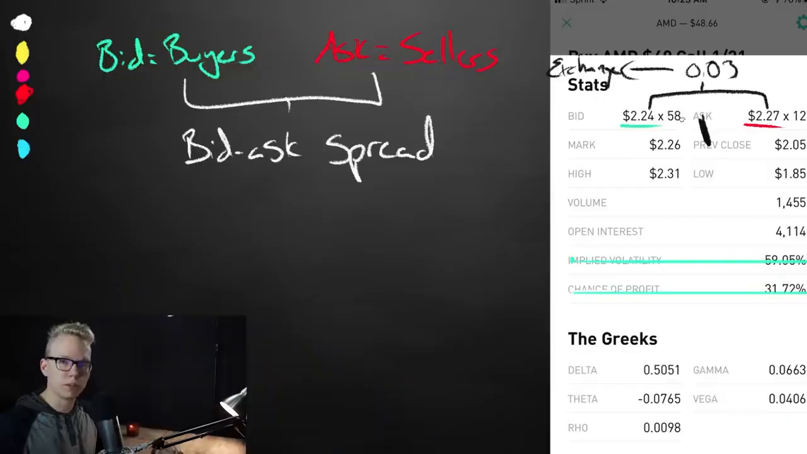Now, when you buy an option and it's now time to sell it, you want to get rid of it, you have to sell closer to the bid. You have to sell at a cheaper price, just like I said.